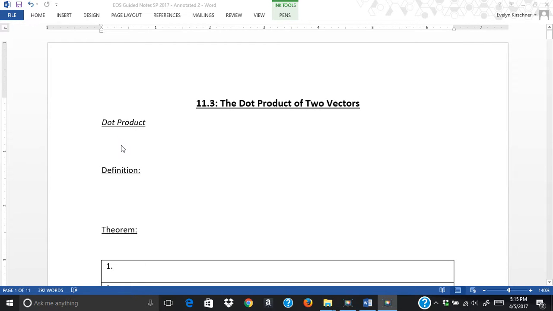We're going to talk about the dot product. The dot product is an operation on two vectors, and it gives us a scalar. So sometimes we call it the scalar product or the inner product.